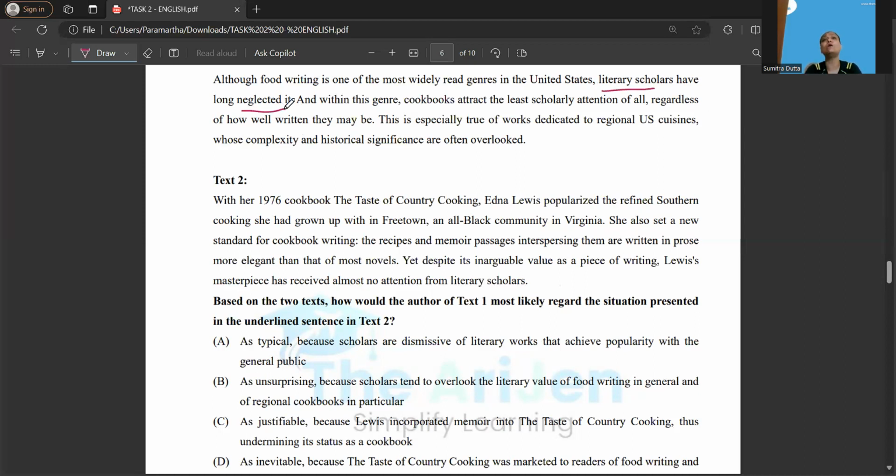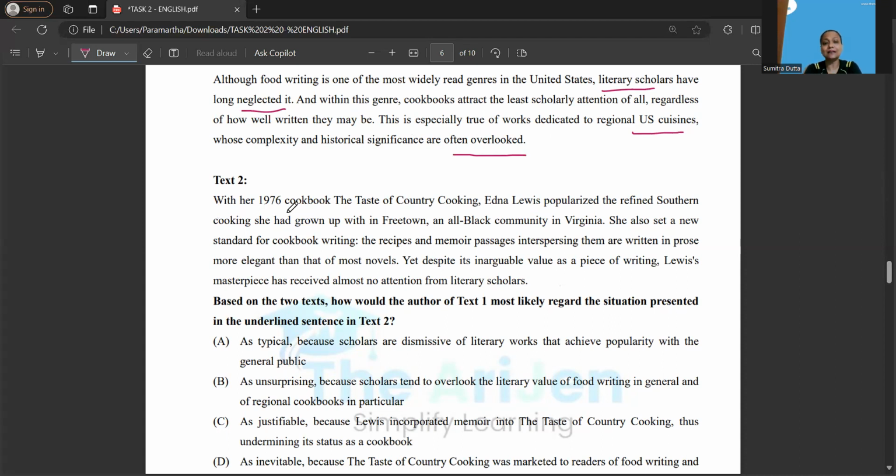Literary scholars means people who are scholars in English literature or any other type of literature fields. They have neglected food writing books. And within this genre, cookbooks attract the least scholarly attention of all, regardless of how well written they may be. So within this genre, the literary scholars never actually gave importance to cookbooks. This is especially true of works dedicated to the regional US cuisines, whose complexities and historical significance are often overlooked. So this is under regional US cuisines, and it is often overlooked by literary scholars.